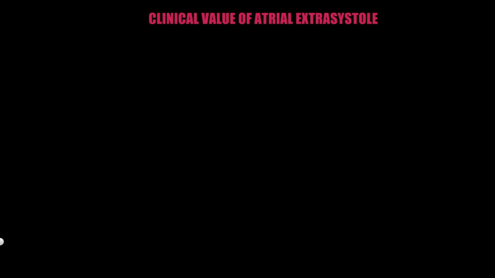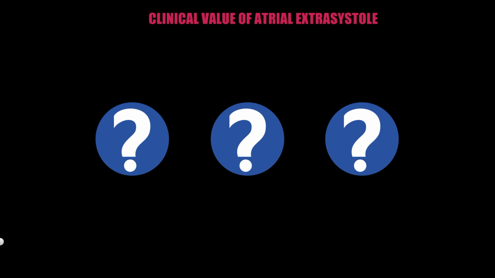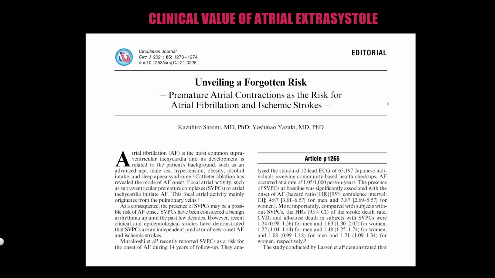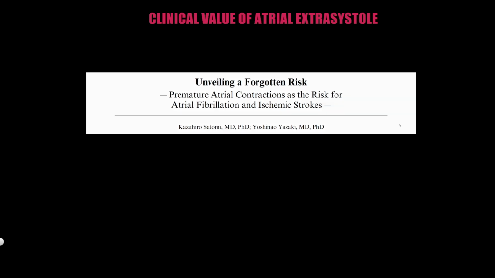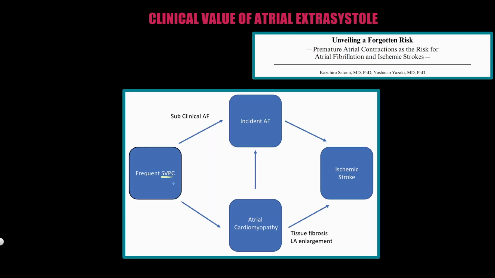So why are atrial as well as supraventricular extrasystoles so important? According to the data, supraventricular premature complexes are independent predictors of atrial fibrillation and consequently ischemic strokes. Let's explain how it works. Frequent supraventricular extrasystole, which includes atrial and AV nodal, can cause asymptomatic atrial fibrillation.